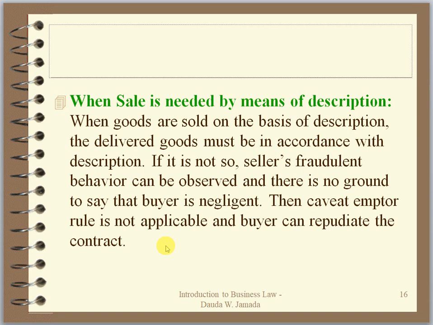Otherwise, if you give me another phone which is not of the nature that I want, then at that moment you cannot be protected by the caveat emptor rule, because it will show that you as a seller are fraudulent, and therefore you have no right to be protected by that rule. So when the sale is made by means of a description, there is no way we can protect the seller using the caveat emptor rule.